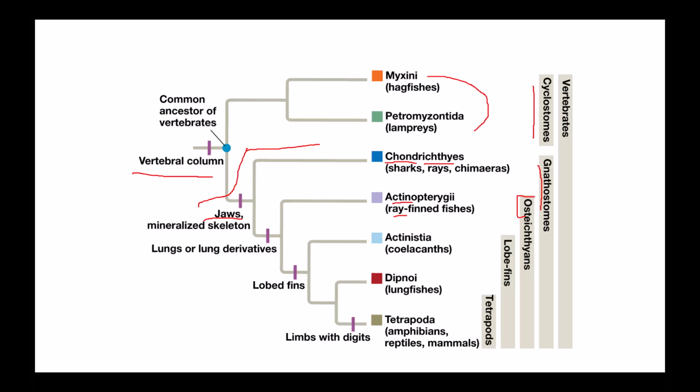Then we have the lobed-finned fishes. They have those sturdy, kind of more muscular lobe fins. And then we have tetrapods who evolved from a lobed-finned fish ancestor. And tetrapods are going to have, tetra is 4, pod is feet. So they have 4 limbs, and those limbs have digits on them. So that would include amphibians, reptiles, and mammals.